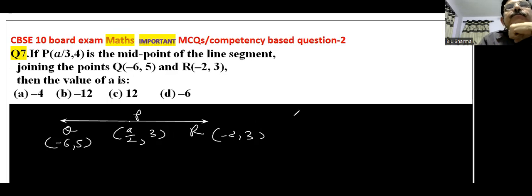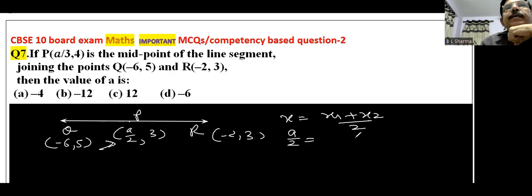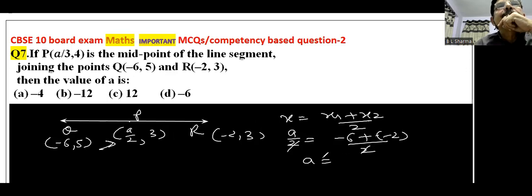Using the midpoint theorem, we know that x is equal to (x1 plus x2) by 2. Here the x is a by 2, so (-6 - 2) by 2, 2 and 2 cancel. The value of a will be... sorry, this is a by 3. I have to change it again. I will do it again.